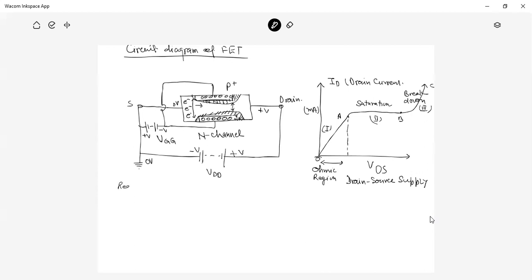First, region 1 is ohmic. How can the ohmic region be explained? We see this one is the channel, this one is the gate. This is your source, and here it is drain. What happened? Something like this.